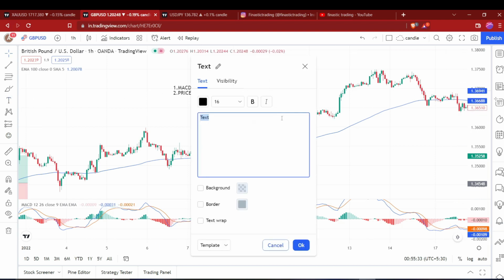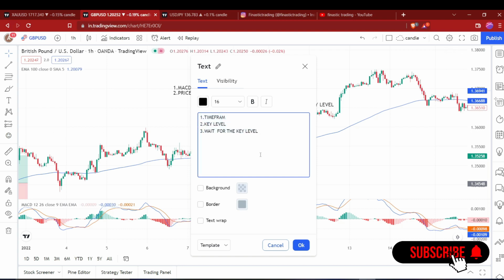So there are three things we need to find. First is select the time frame. Second, we find a key level. And third, we wait for the price to reach the key level. So these are the three rules of using this indicator for advanced users.